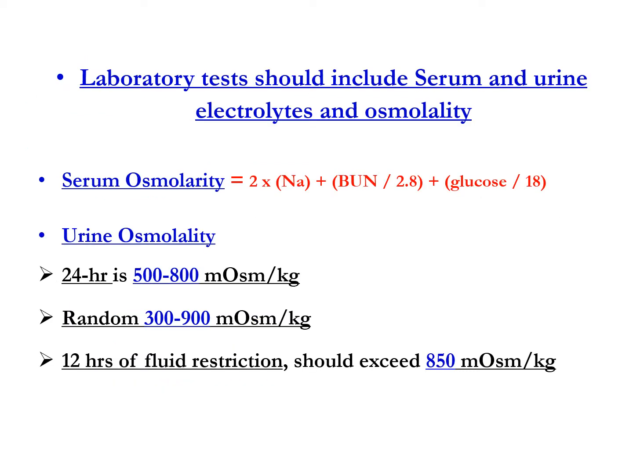The lab tests include serum and urine electrolytes and osmolality. Serum osmolarity, as we said, is calculated by this equation. The normal urine osmolarity over 24 hours is 500 to 800 milliosmol per kg. Random urine osmolarity is between 300 and 900 milliosmol per kg. After 12 hours of fluid restriction, the urine osmolality should exceed 850 milliosmol per kg.